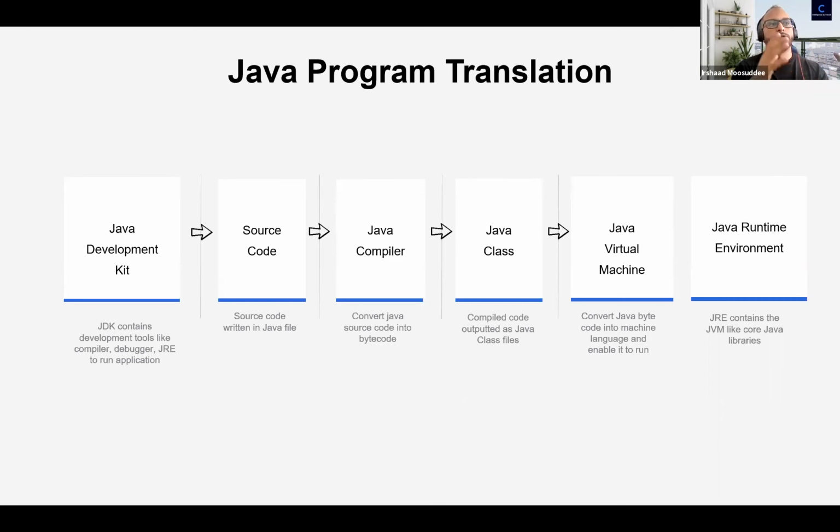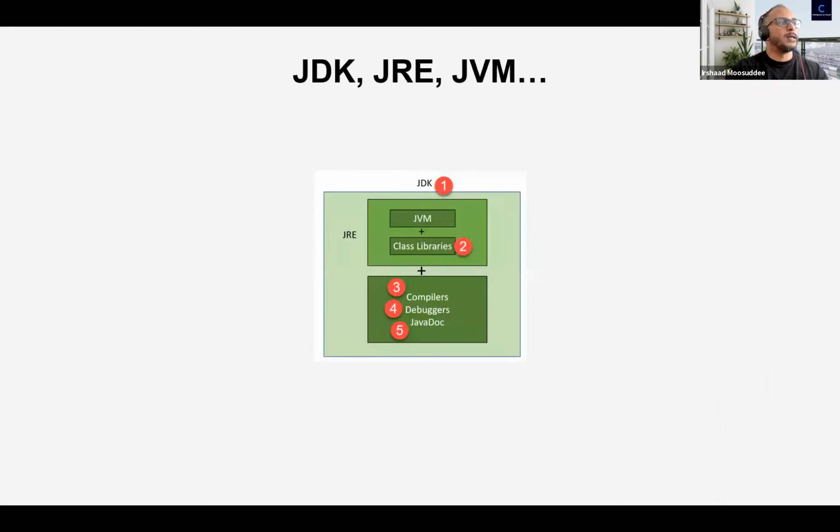Okay, what is a JRE now? It's the Java Runtime Environment. So it includes the JVM and also some of the core libraries. Okay, so if you look at it as a bigger picture, first we talk about the JDK.